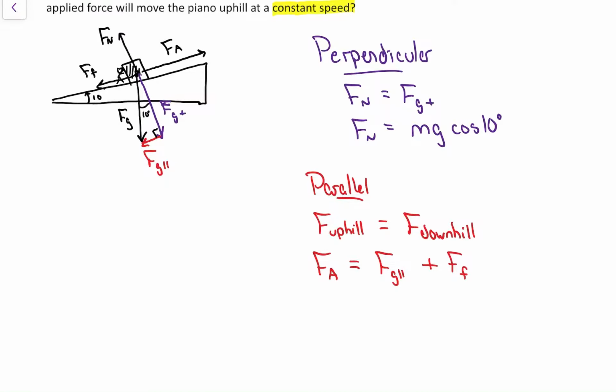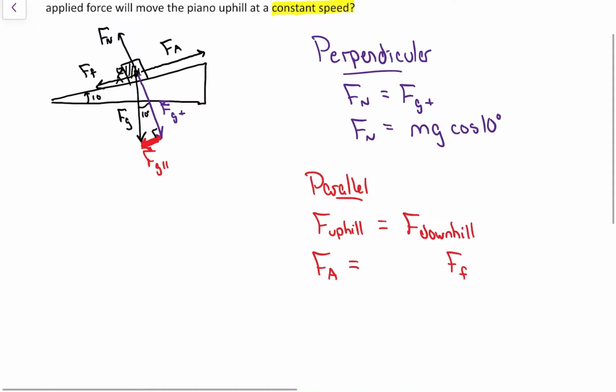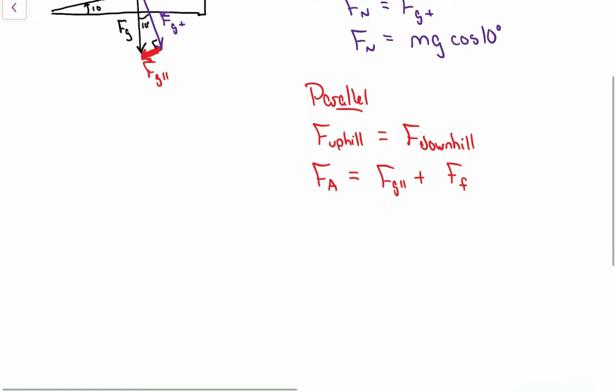I think because of the way I drew the triangle where the F parallel is way down at the bottom of the triangle, often when people do this question, they kind of forget about FG parallel. And they tell me that the F applied is just equal to FF. It's not just the FF. You got to beat friction and then some to push this thing up a hill. Friction and the component of gravity have to be overcome.